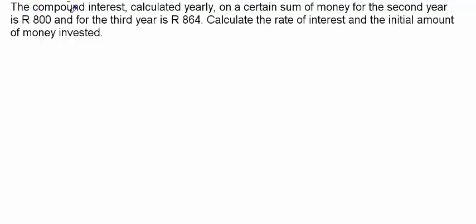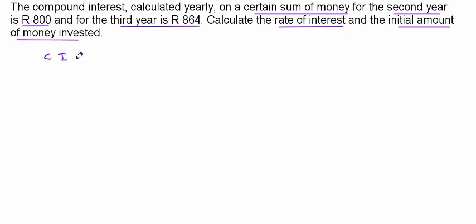Let's try another one. The compound interest calculated yearly on a certain sum of money, it's not given, for the second year is 800 Rand and for the third year is 864 Rand. Calculate the rate, so we need to find the rate of interest and the initial amount of money. So that certain sum of money needs to be found out, as well as the rate of interest.